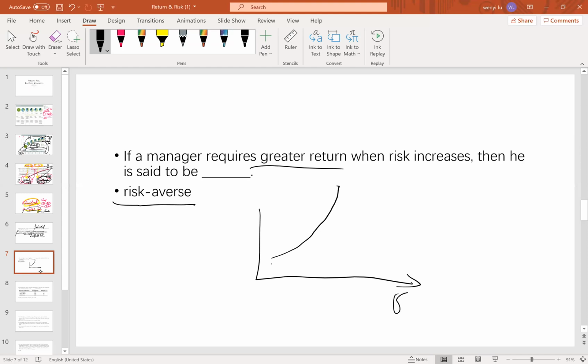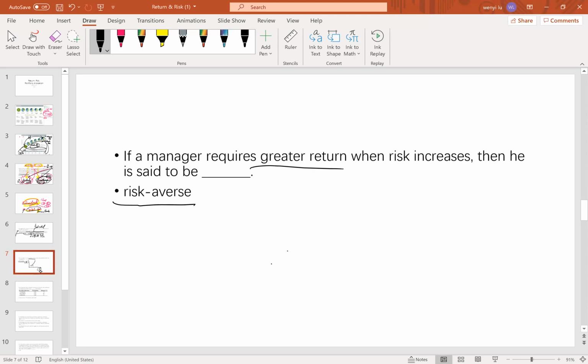So your compensation for the risk should be higher and higher. If this is risk and this is return, you can see our return will be increasing disproportionally, exponentially, when you increase the risk. With an increase of risk, your return must be increased even more. So that's our risk averse investors.